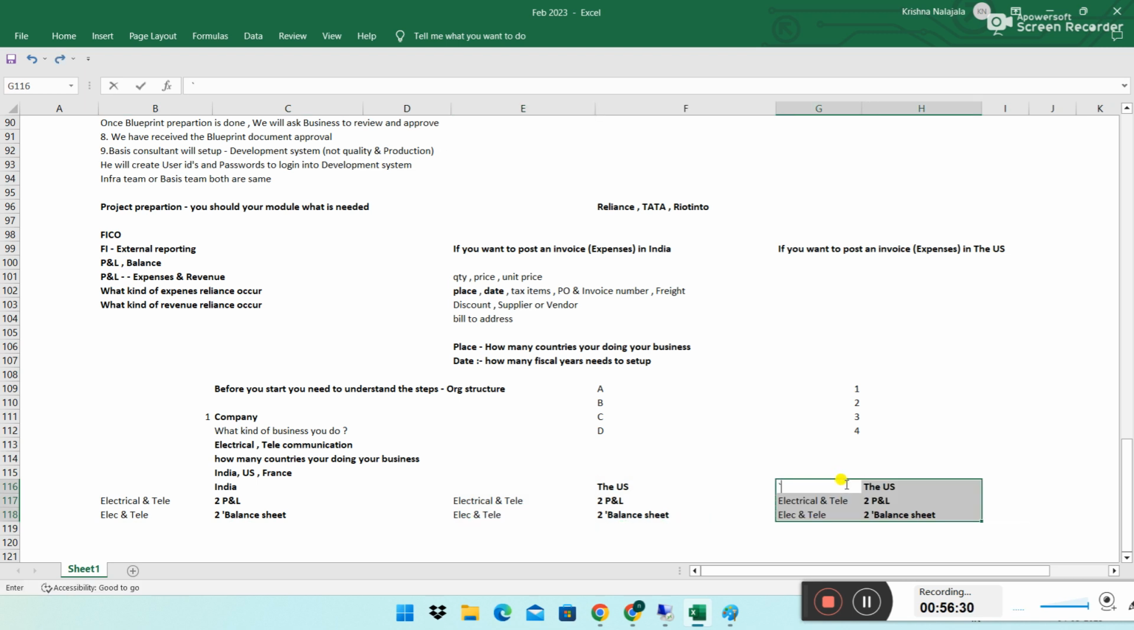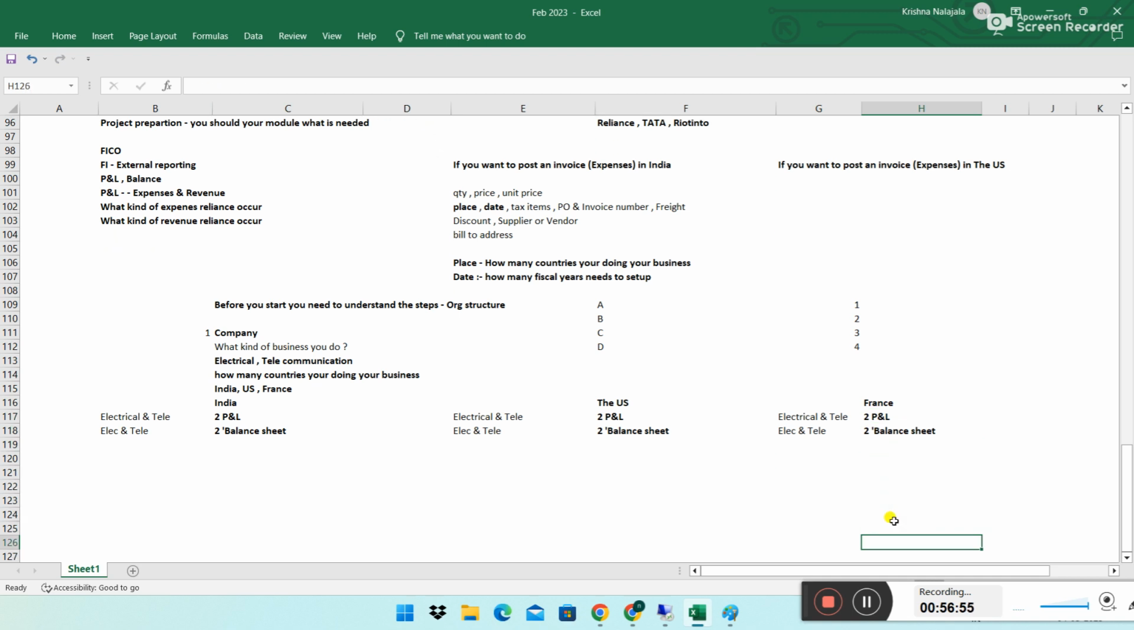Yes, sir. So maybe you might think that if I only say it without discussing, I can directly interact with India, I can tell. But in real time, that is not the way it works. In real time, you have to understand everything. Let's say for France, you also need to generate two P&Ls and two balance sheets, right?